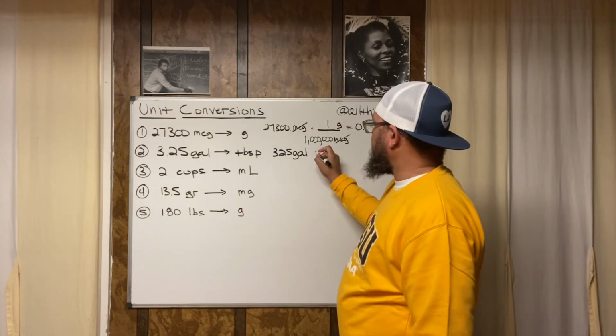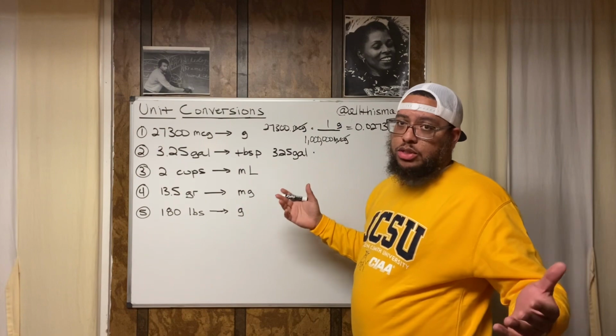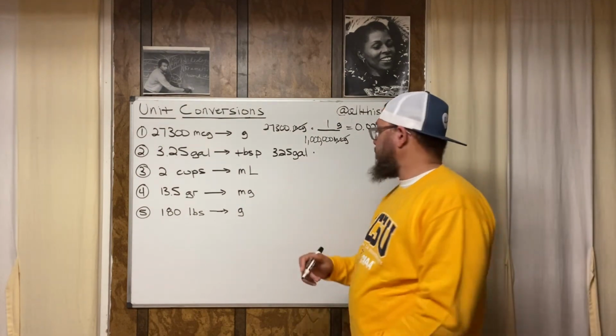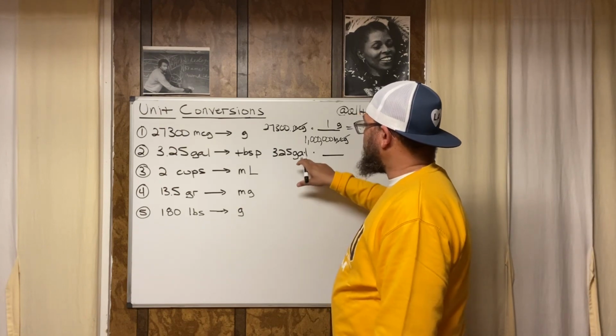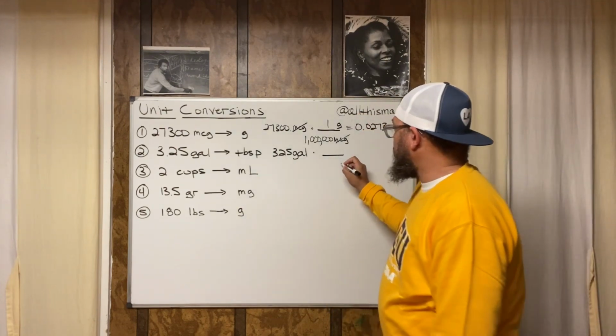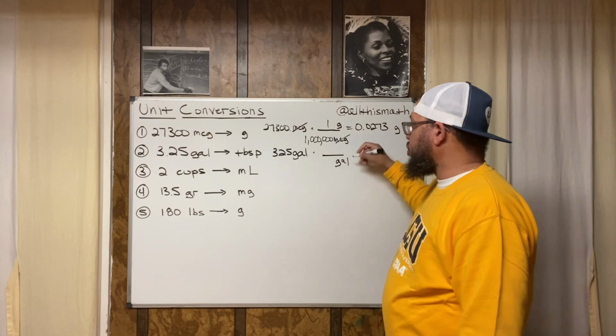Write your multiplication sign. You can put an X if you want to. Use that as a multiplication sign. It doesn't matter. All right. Write your fraction bar. Now, what am I trying to get rid of? I'm trying to get rid of gallons. So gallons goes in my denominator. Whatever I'm trying to get rid of goes in my denominator.